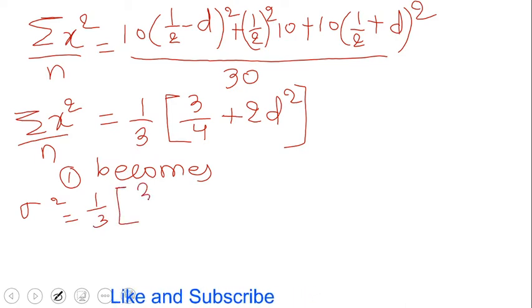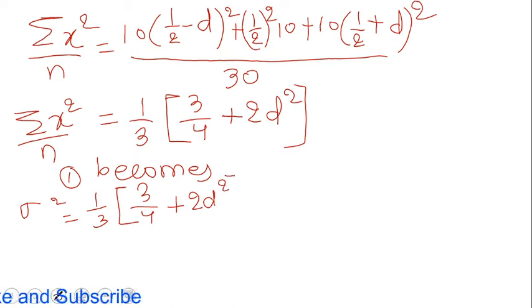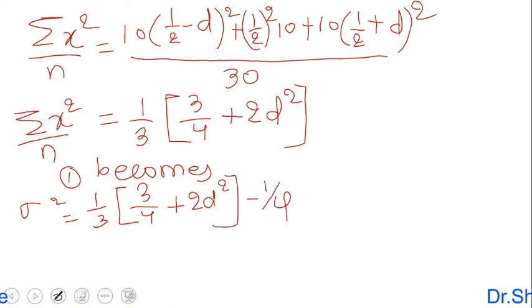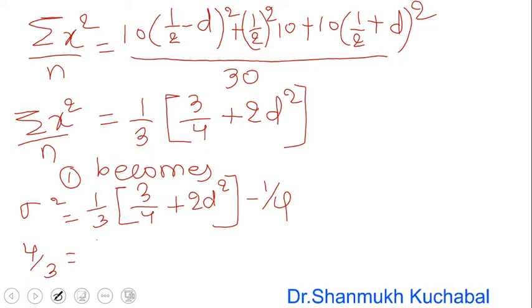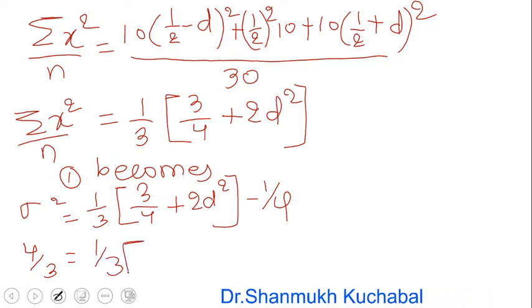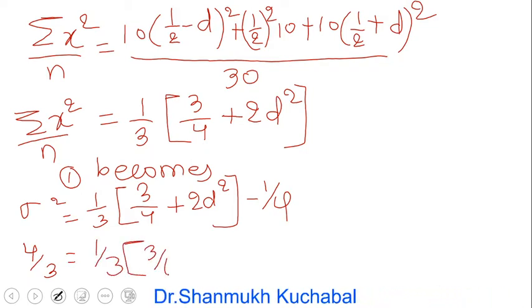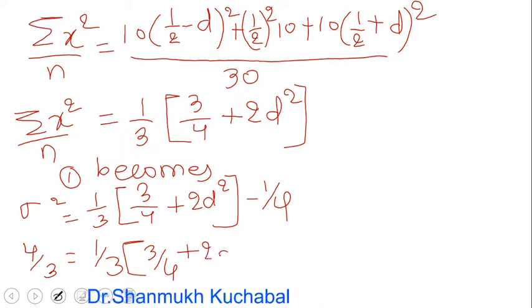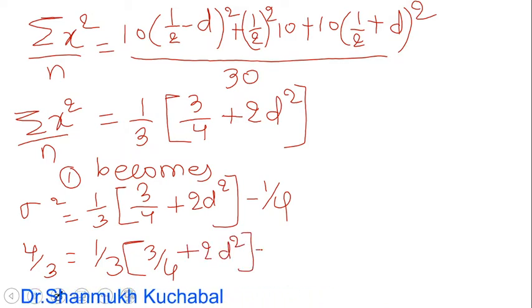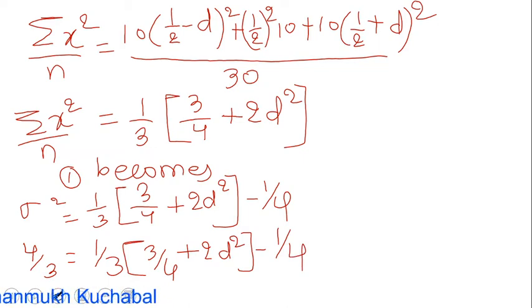It is 3 by 4 plus 2d square and mu square 1 by 4. Okay, and then variance is given. Variance is 4 divided by 3 equal to 1 by 3 into 3 by 4 plus 2d square minus 1 by 4. Now we will simplify for d square.